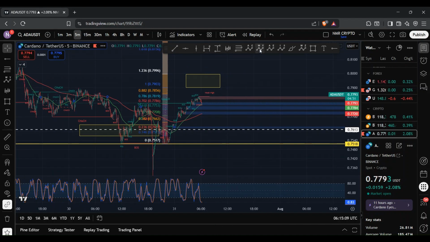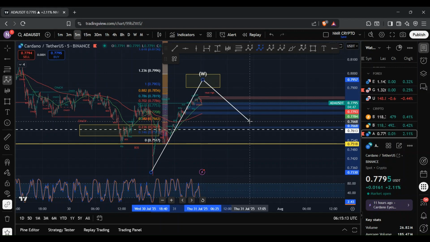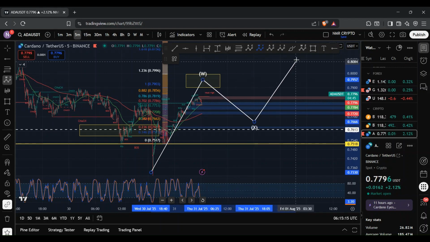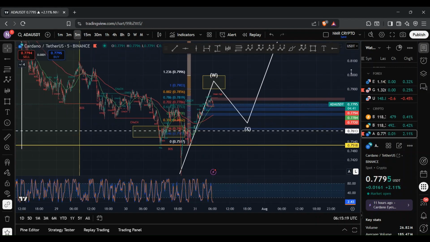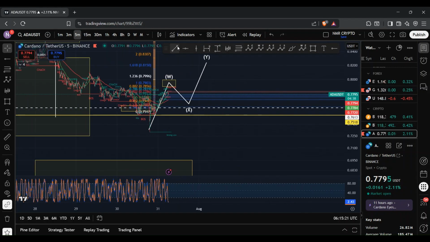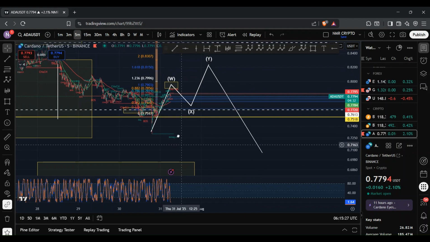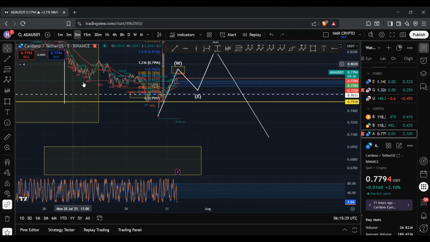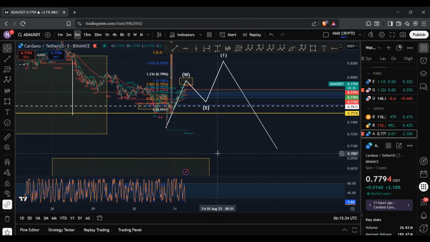And if that's the case, what we could have forming is a bigger WXY structure, where this would be the W wave. We see a corrective move to the downside, followed by a fan push to the upside to then complete this Y wave. And if that's the case, then it's possible that what we'll see is another move to the downside, where we could potentially breach past the local bottom, and that could then potentially confirm the bigger WXY structure, where that Y wave could then potentially tap into this region here.